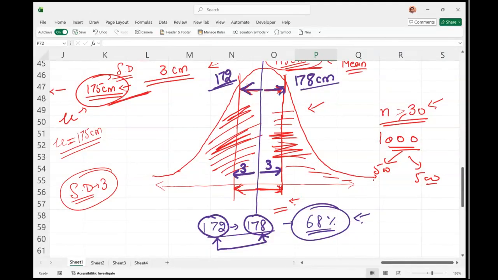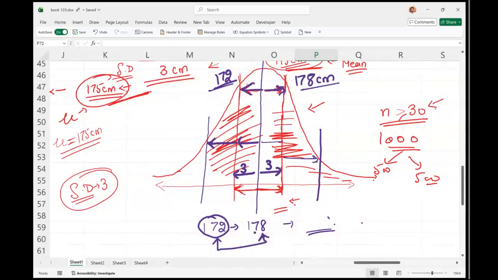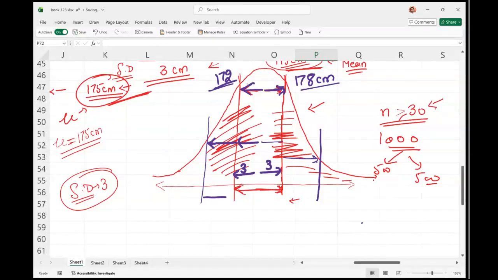Now, if I move two standard deviations to the left, so this was one, and then add one more to it, so a total of two standard deviations to the left and two to the right, that will cover the middle 95% of the data. The lower limit, you subtract 3 from 172 because you are moving to the left, so this becomes 169, and moving to the right, this becomes 181.